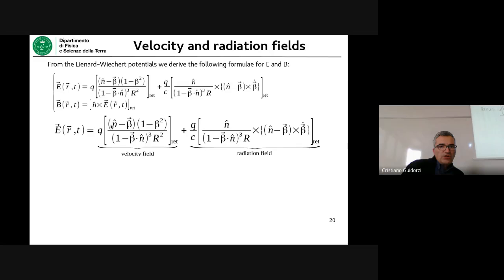If you look at the numerator, you see that you have here the generic direction at which you are evaluating. I remind you, n is the unity vector from the particle position at the retarded time to the generic point in space at which you are evaluating, in this case, the electromagnetic field. Beta is the velocity of the particle. And then these are just scalar quantities. So here you see that this term just depends on the velocity in addition to the other terms. That's the reason why it is called velocity field.